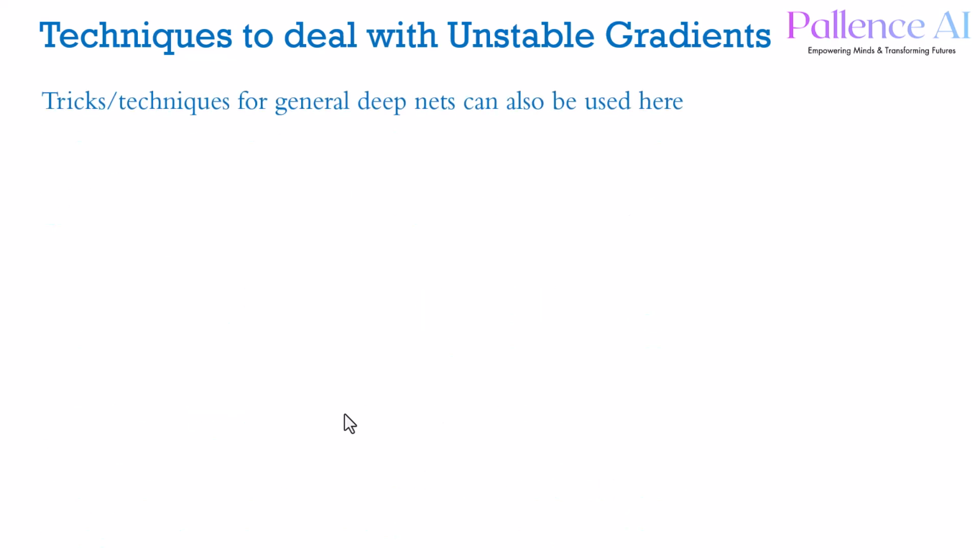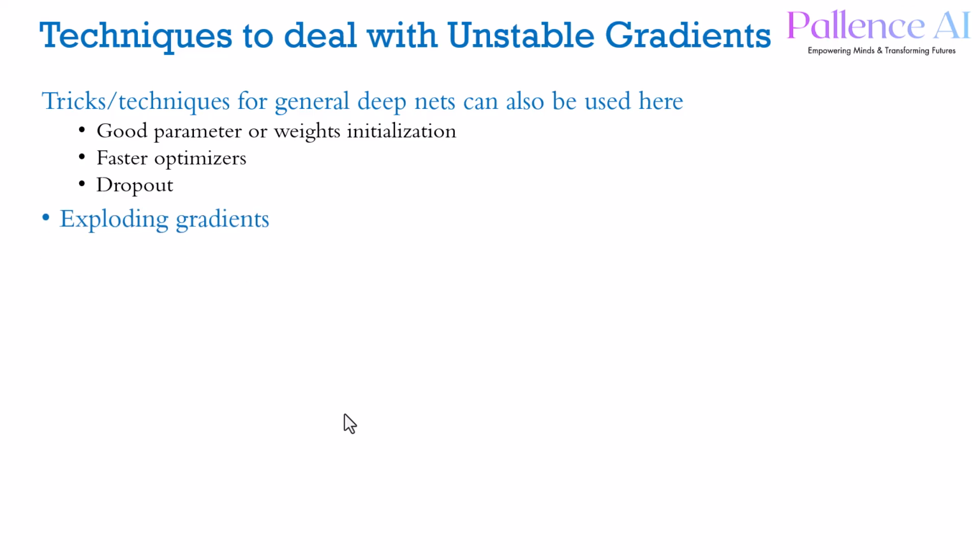Well, the general tricks and techniques that worked in general for deep networks or in deep learning can also be used here. What are they? Good parameter or weight initialization. Initialize these weights in a smaller way, right? And then, fast optimizers can help. Regularization techniques like dropout can help. So all these things can help. These are generally the best practices, and these can also help to some extent with this unstable gradients issue. But more clearly, if you're dealing with exploding gradients, you can monitor them.